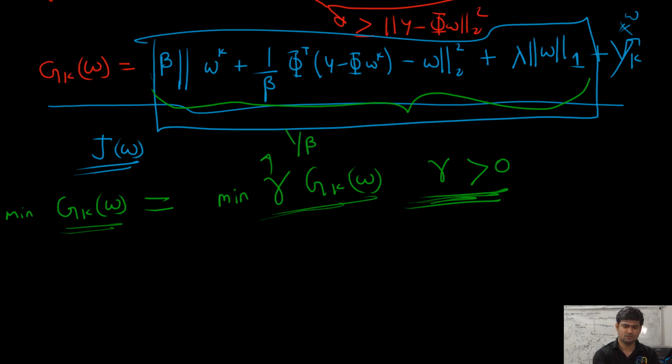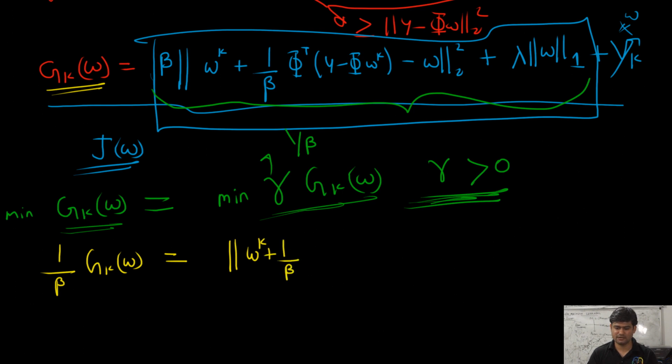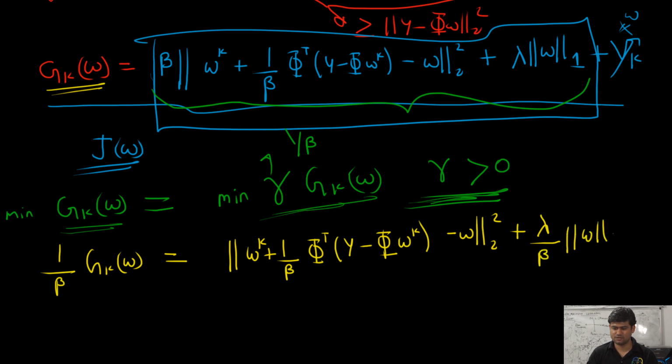So minimizing this function is the same as minimizing 1 over beta times g_k of w, which is the same as norm of w minus w_k plus 1 over beta times phi transpose (y minus phi times w_k), plus lambda over beta times the L1 norm of w.